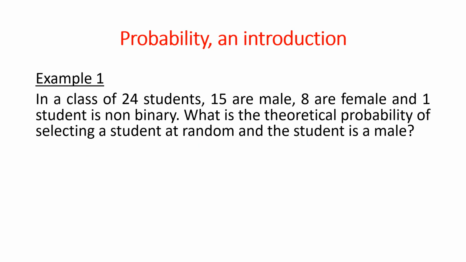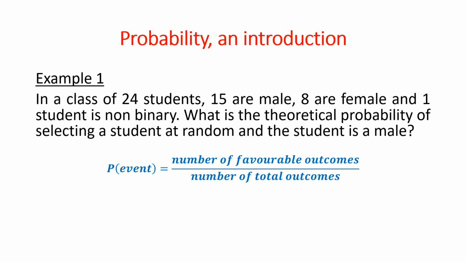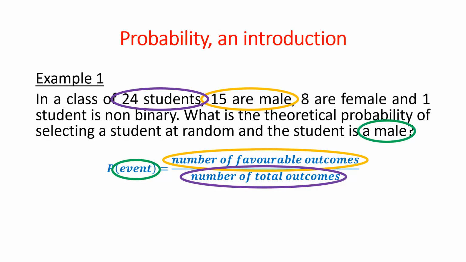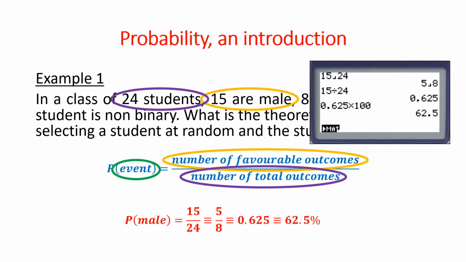For example, in a class of 24 students where 15 are male, 8 are female, and 1 student is non-binary, what is the theoretical probability of selecting a student at random and that student is a male? Well, here's our formula. The event is selecting a student that's a male. We have 15 favourable outcomes and 24 total outcomes. So the probability of selecting a male is 15 chances out of 24, which we could simplify or convert into a decimal or a percentage.